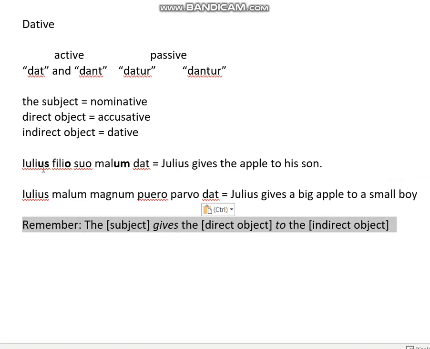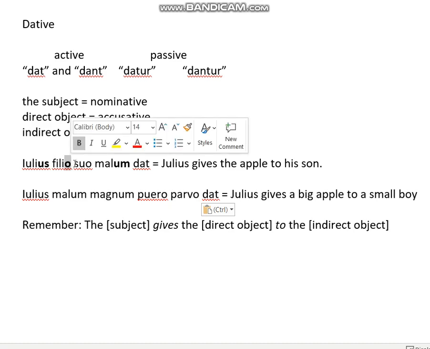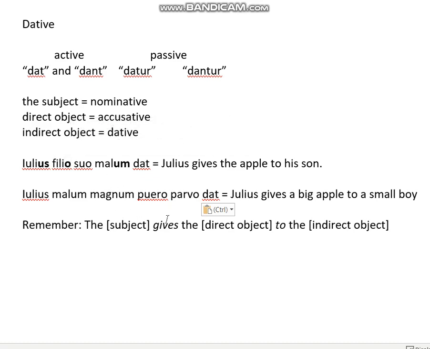The subject, so whatever word is in the nominative case, gives dat or dant. The direct object, so whatever word is in the accusative case, so it usually has this am ending. To, make sure you remember the word to, the indirect object, which is the word with this o or ae ending if it's a feminine word.